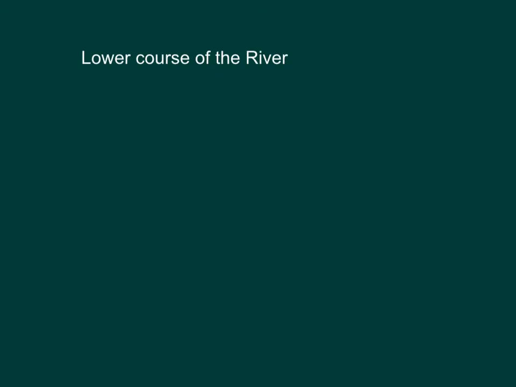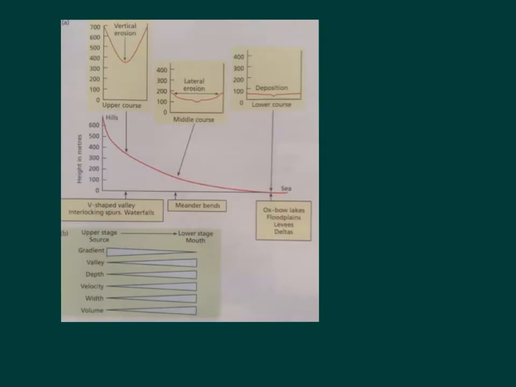Okay, now you've learned about the upper course and the middle course of the river, we are now going to focus on the lower course of the river. If you look at this diagram, it compares a lot of features between the upper, middle and lower course of the river. If you look at the upper course in the far top left, you can see the majority of the erosion is vertical. That's vertical erosion, so it's coming downwards.